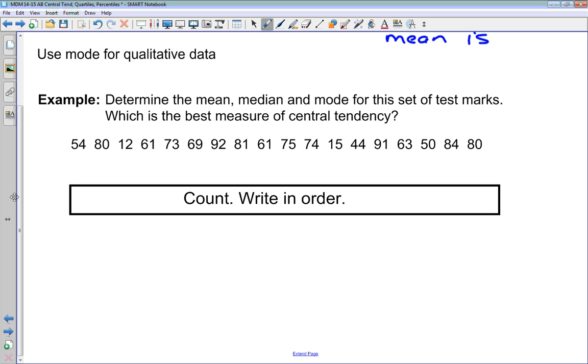First thing we want to do is figure out how many test marks we have in our sample, and then we're going to write them in order from smallest to largest so that we can get a handle on where our median is, because our median is that middle value. So let's see, we've got 1, 2, 3, 4, 5, 6, 7, 8, 9, 10, 11, 12, 13, 14, 15, 16, 17, 18 marks.